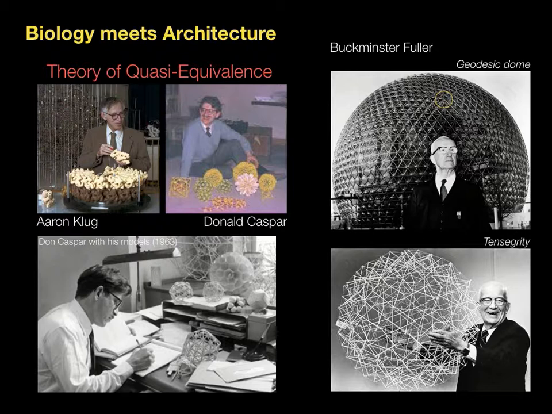Fuller also worked with tensegrity, and here we have another tensegrity structure. So these are just sticks and a rope. So you cut a rope at any point here, and all these structures fall apart. And the same as here, it's just some sticks and ropes, and it's a flexible structure. If you press, then it comes back. So why I want to point this out, because Caspar and Klug also got some inspiration from these tensegrity structures.